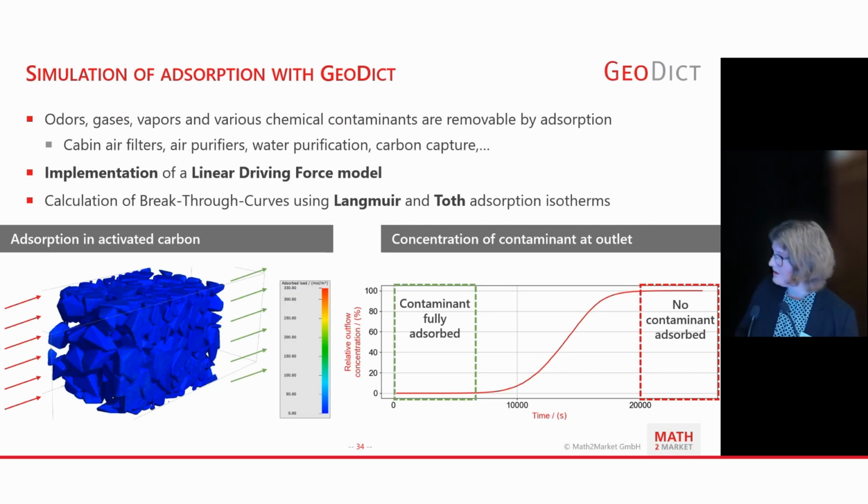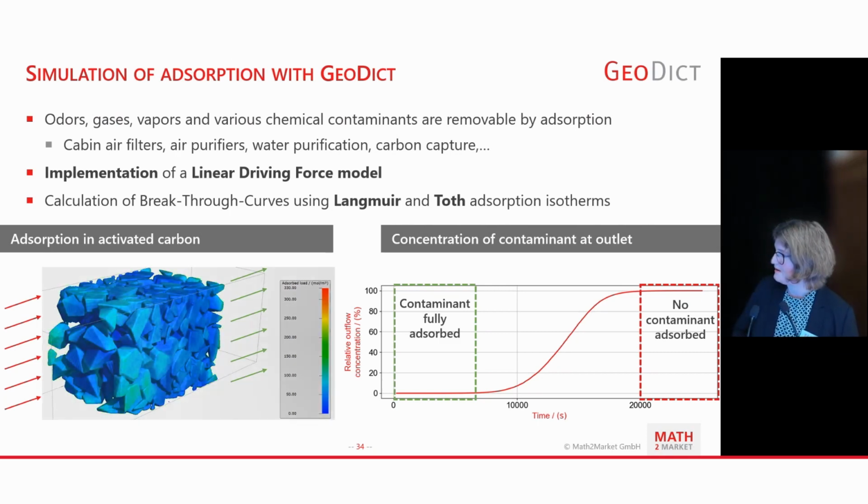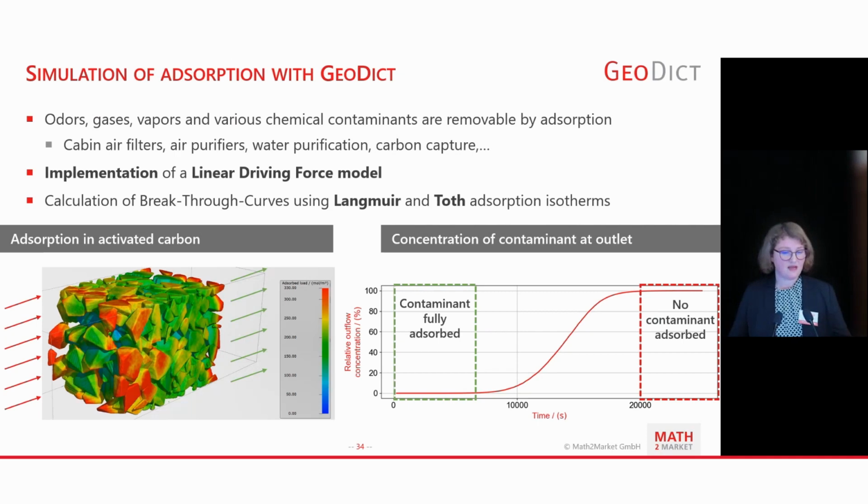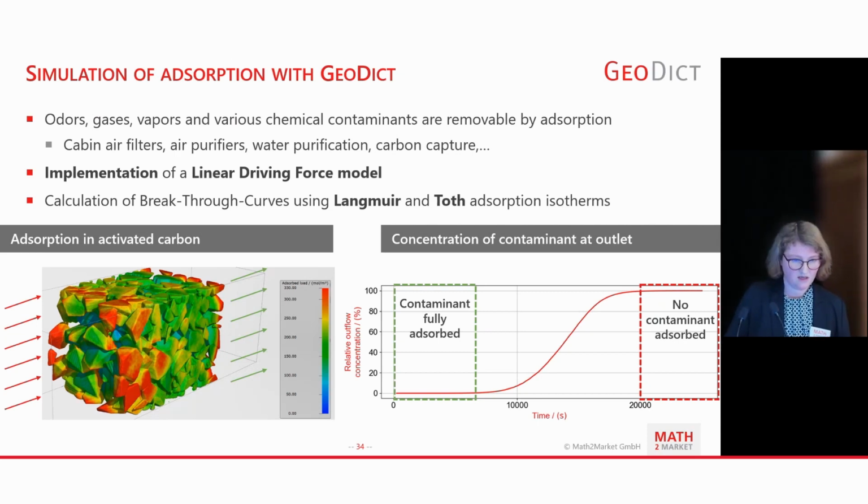So here in this video, you can see the adsorption in activated carbon. And as you can also see in this curve, at the beginning, all the contaminant is adsorbed, and then time after time, the activated carbon gets saturated, and once it's saturated, no contaminant can be adsorbed anymore. And this behavior can be simulated in Geodik, so you know how to design your media for the adsorption.